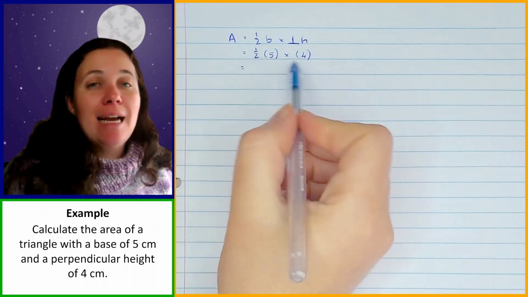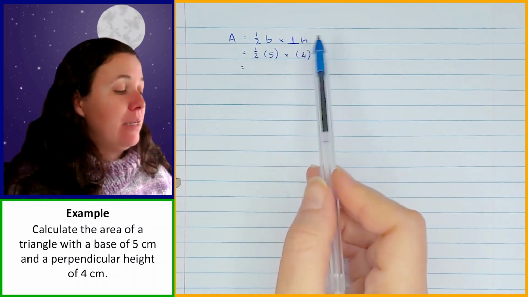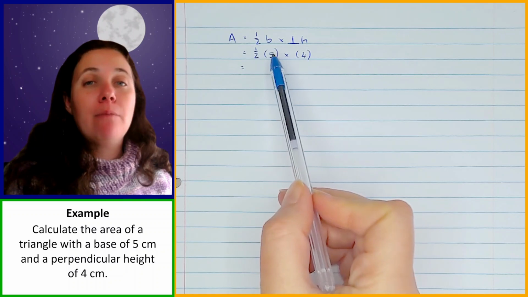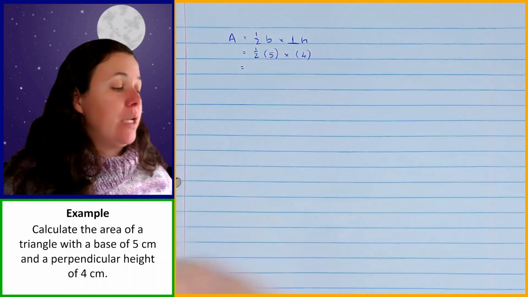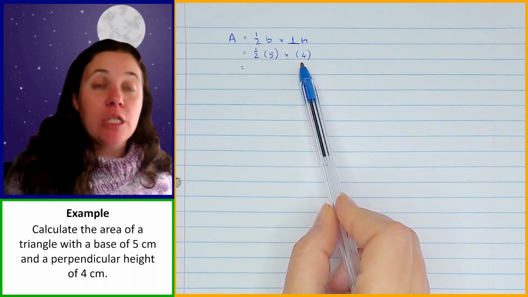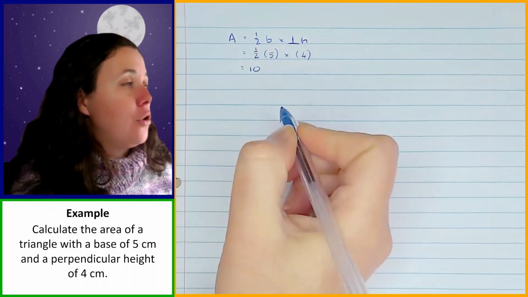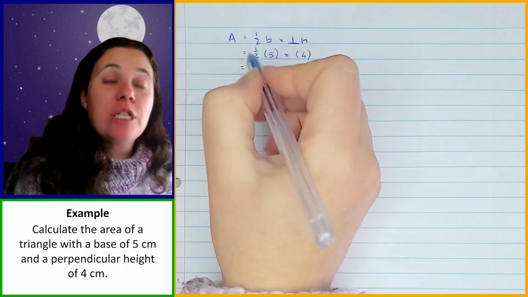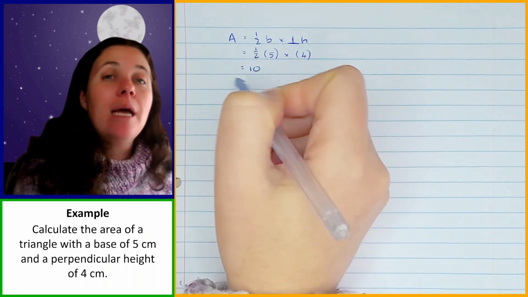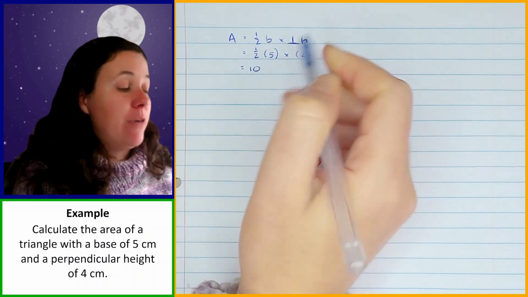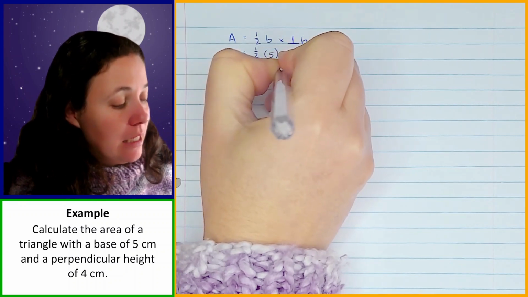Now I can use a calculator for this, but you can also just do it in your head. It's easier to work out half of an even number, so I'm going to work out half of this one and then multiply by 5. Remember, multiplication is commutative. You can move them around, so it doesn't matter which order we do it in. Half of 4, which is 2, multiplied by 5 gives me 10. Once I've worked it out, my step 3, my step 4 is to answer with the proper unit of measurement. The unit of measurement here is centimeters, so my area is going to be 10 centimeters squared.